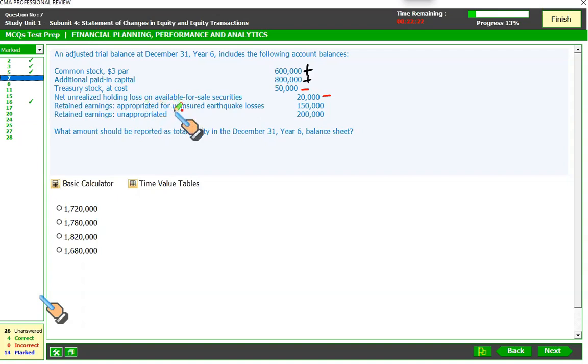Retained earning appropriated, specifically set aside for uninsured or quick losses. Clearly, a retained earning, whether it is appropriated or unappropriated, is part of equity. So the appropriated one is also equity. Unappropriated, which could be used to pay dividends, is also equity. If you add all these, and I'm sure all of you got the right answer, it is 1.68 million.